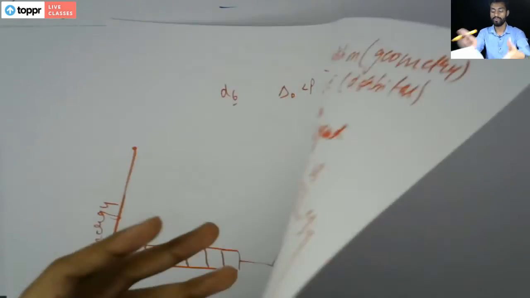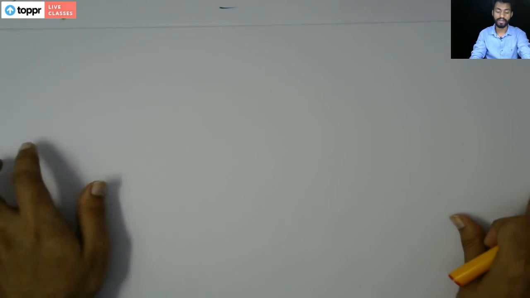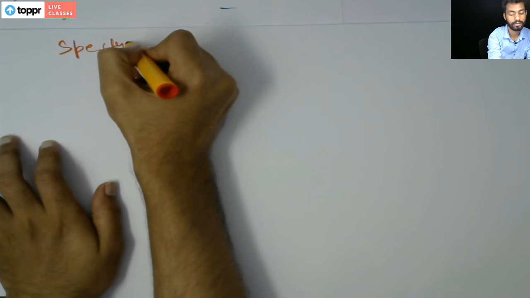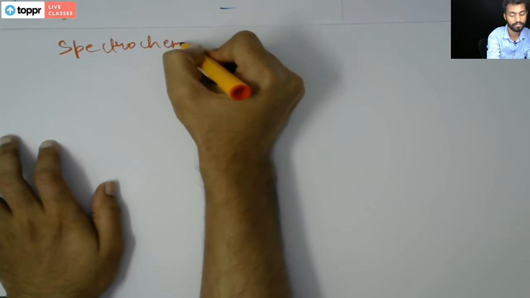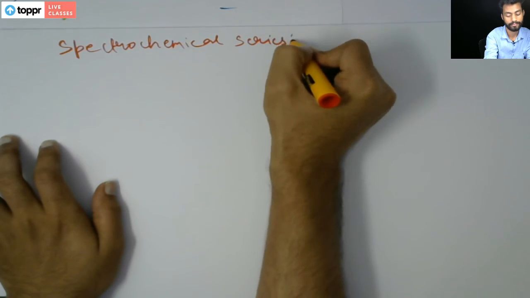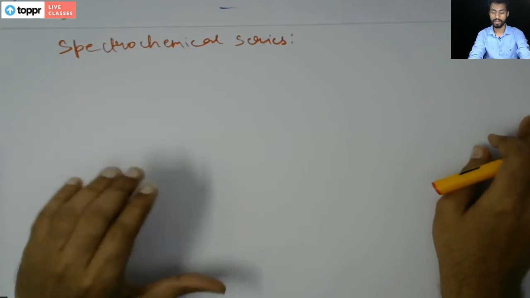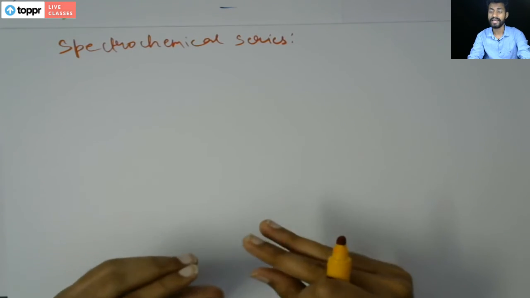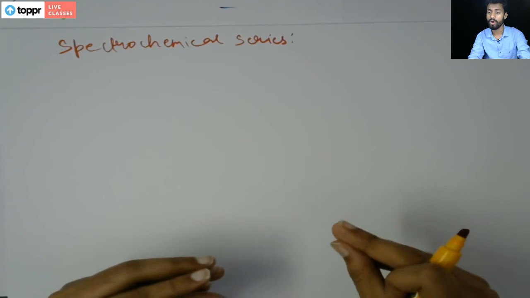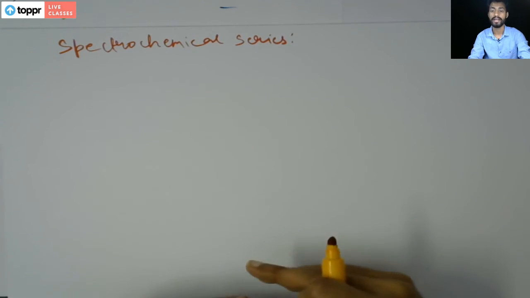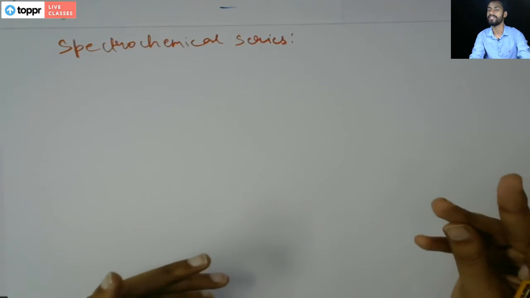Okay, so we will study one more factor, that is nature of ligands and spectrochemical series. So spectrochemical series is when the ligands, negatively charged ligands or the neutral molecules, are arranged in the increasing order of crystal field splitting energy.